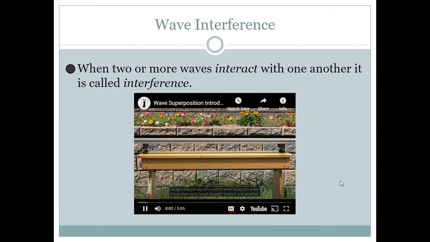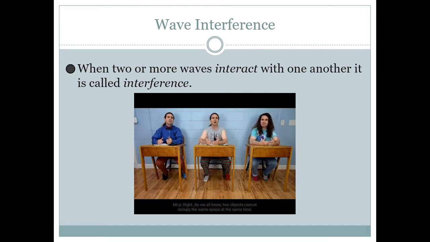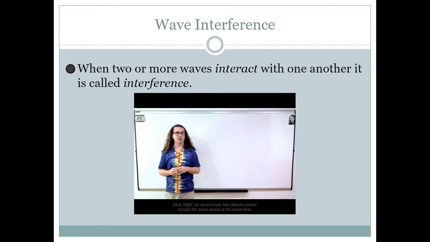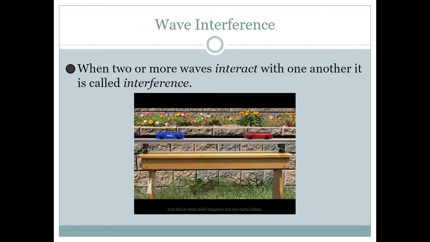All right, everybody, let's watch what happens when these two carts head straight toward one another. Flippin' physics. What just happened? Yeah, that's not possible. I mean, the two carts cannot just pass through one another, right? Right. As we all know, two objects cannot occupy the same space at the same time. So this is not possible. I used a green screen and two different videos to create the illusion of the two carts passing through one another. And this is what really happens. The two carts collide. Cool.